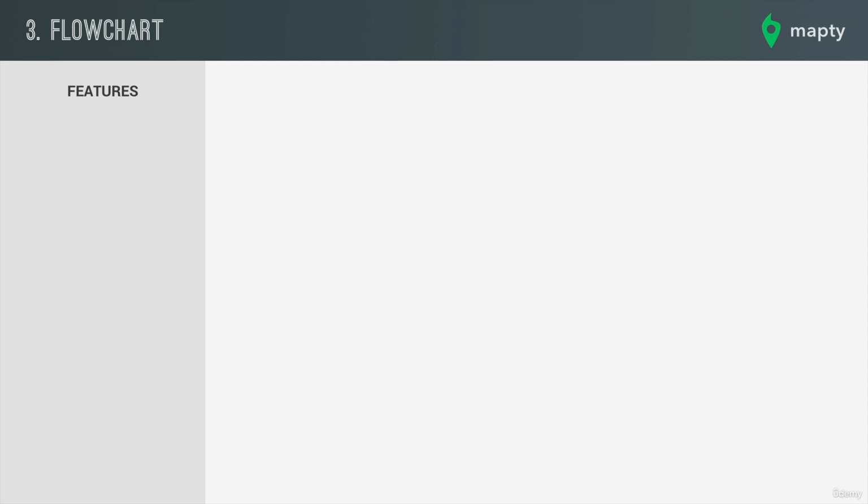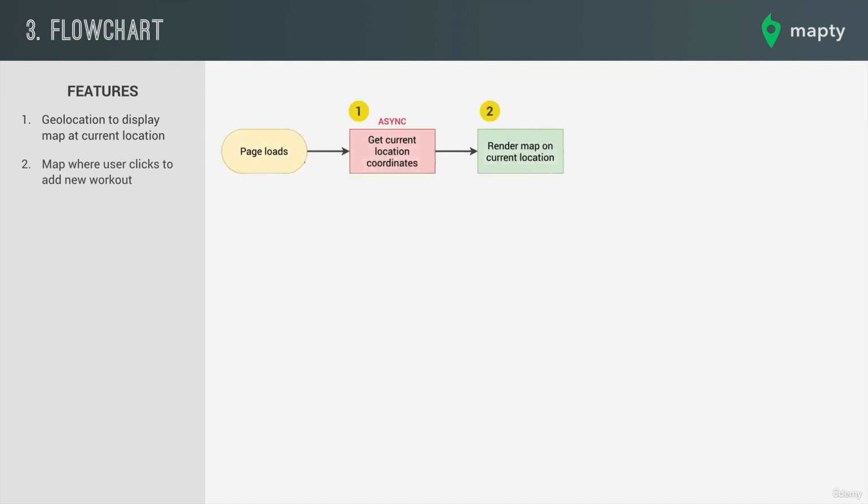So let's now see the first couple of features that we need to implement, and that is geolocation to display the map at the user's location, and then to also display a map where the user can click to add new workouts. And this is how we could put them on the flowchart. But let's actually think together about why we put them like this on the flowchart.